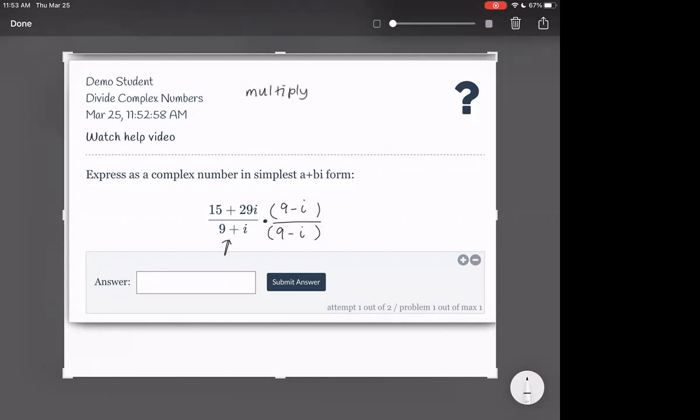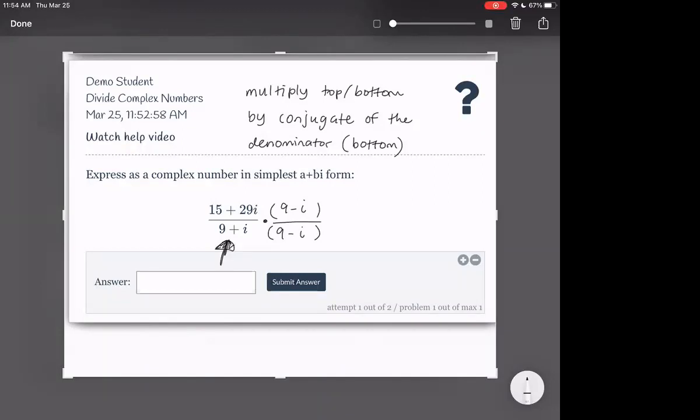Multiply top and bottom by the conjugate of the denominator, which is the bottom. So we had a 9 plus i on the bottom. So I'm multiplying top and bottom by 9 minus i, the conjugate that we just learned.